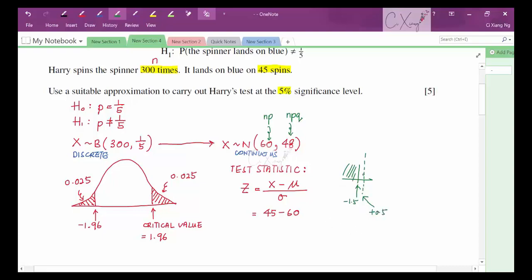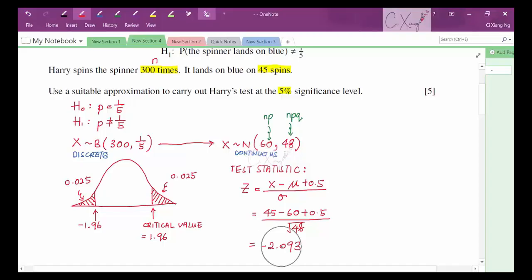So when you have a negative value, you have to cover the area that you want to find. Therefore, the continuity correction should be a plus, so plus 0.5. So for the steps here, I will write a plus 0.5 as a continuity correction. All right, so 45 minus 60 plus 0.5 divided by the standard deviation. The standard deviation for our case here is square root 48. All right, so the test statistic value that you get is negative 2.093.